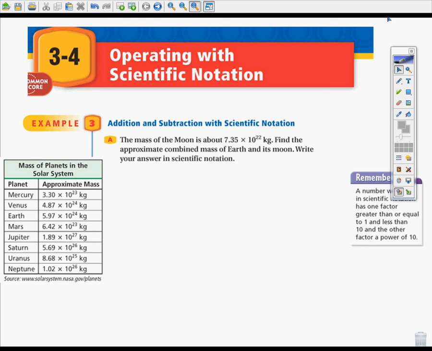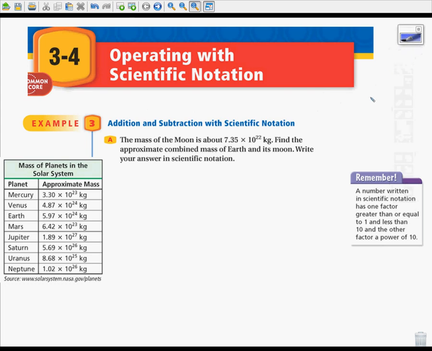Lesson 3.4 Part 2. Yesterday we operated within scientific notation using multiplication and division. If you recall, with multiplication we multiplied the first factors and then multiplied the powers of 10 and then made sure our answer was in scientific notation. And then for division we did the same thing. We divided the first factors and divided the powers of 10 and made sure our answer was in scientific notation. Right here I put this little part in for you as a reminder.